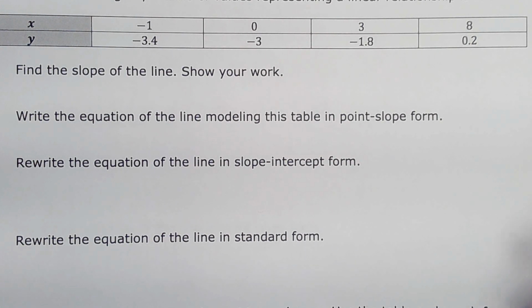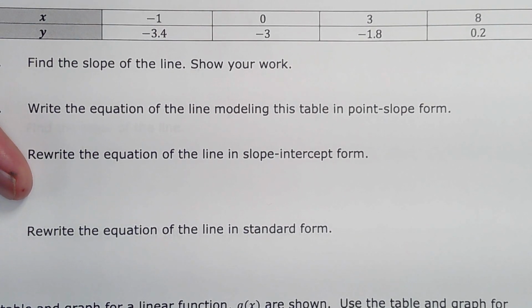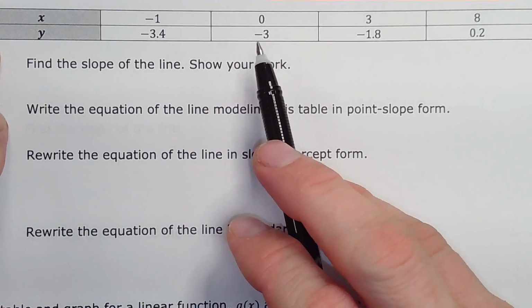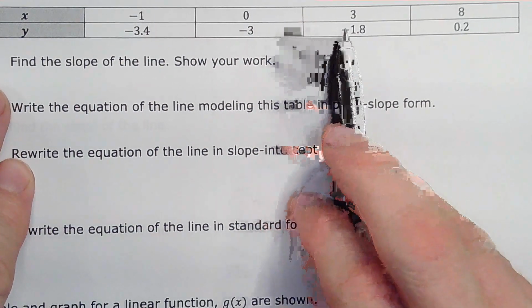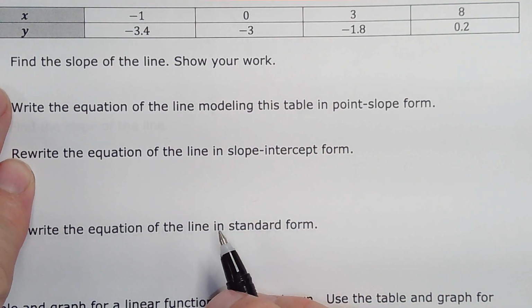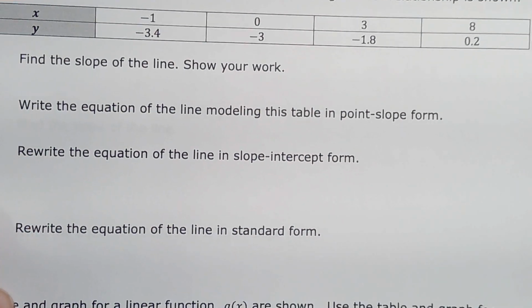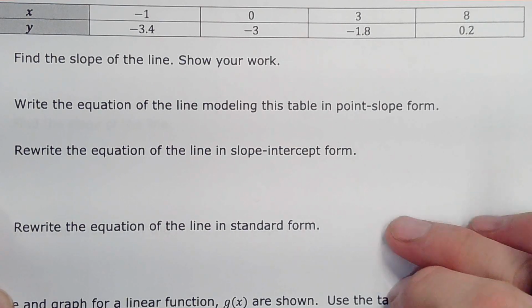All right, so this is unit 3, lesson 3, and by the end of this we're going to be able to take some coordinates from a line, given that that line is a linear relationship, and from those coordinates write a line in slope-intercept form and rewrite that in point-slope form or standard form or anything like that. Okay, so let's go ahead and do that.